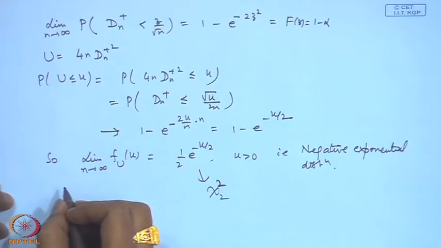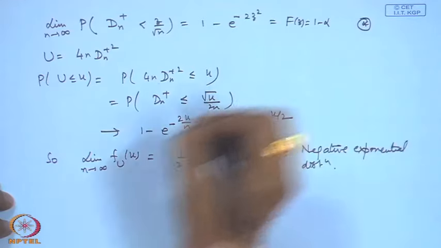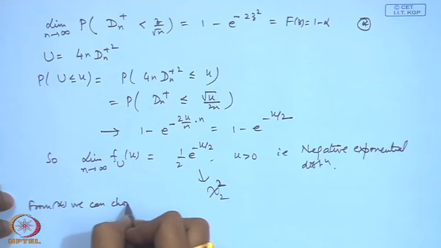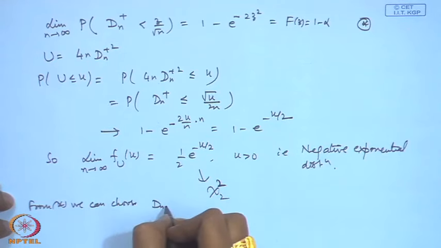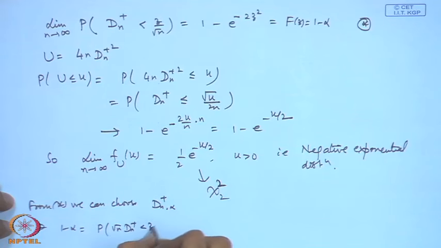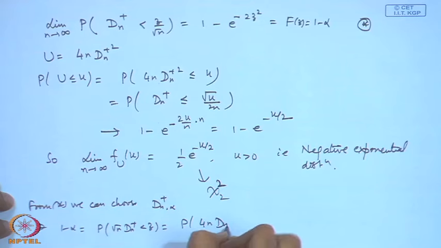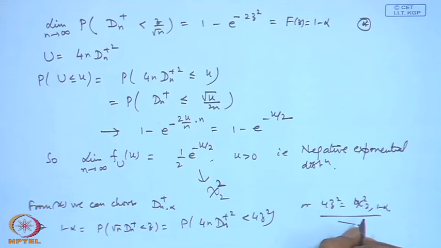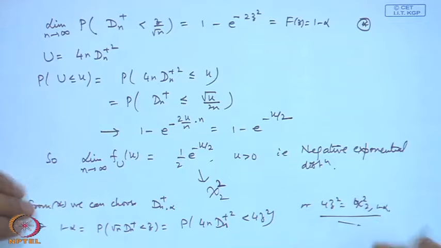If we call this star, then from star we can choose, say, d_(n,alpha)^+ such that 1 minus alpha is equal to the probability of root n d_n^+ less than z, which is equal to the probability of 4n d_n^+ square less than 4z square. That is, 4z square is equal to chi-square 2, 1 minus alpha. So this can be easily calculated. One can easily find out the confidence interval for F(x).